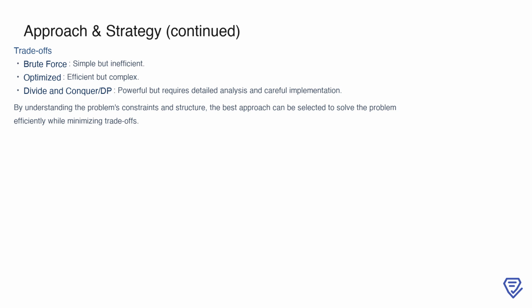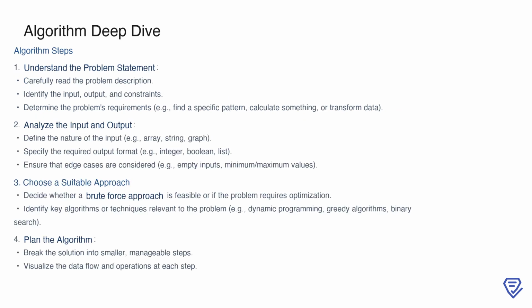To solve any algorithmic problem effectively, the first step is to fully understand the problem statement. This means reading the description carefully to identify the input, the expected output, and any constraints provided. For instance, are you working with arrays, strings, or graphs? What is the format of the output, an integer, a boolean, or a list? It's also important to identify what the problem requires you to do, such as finding a pattern, performing a calculation, or transforming data in a specific way.